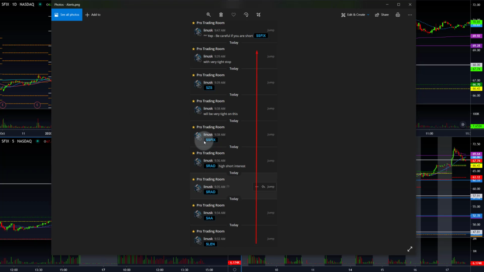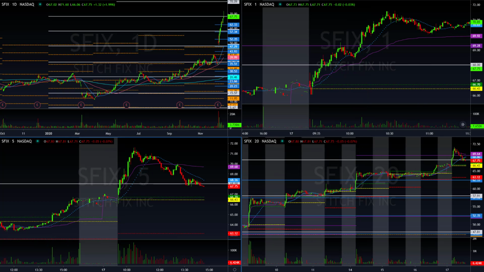SFIX is really high with its short interest. I think it's about 50%, close to 50%. All right, now it's reduced, like it's about 40% short interest. So I know in the back of my head about this short interest, but there was no news on it, so I was not expecting it to do this. But I was also aware that if it goes away from me, I have to stop quickly on it.